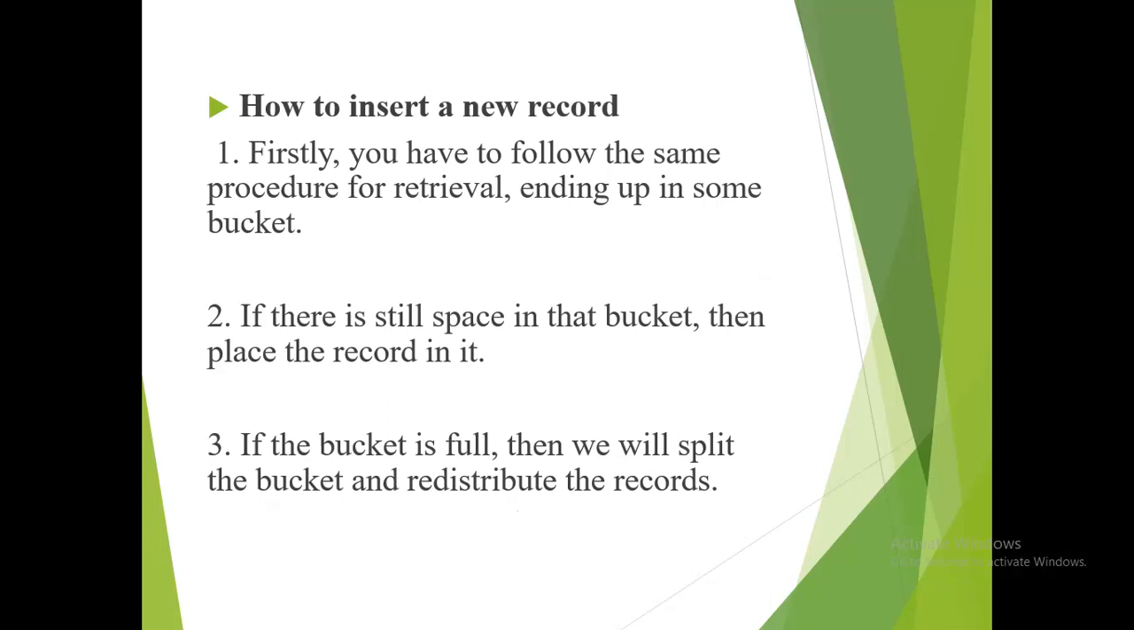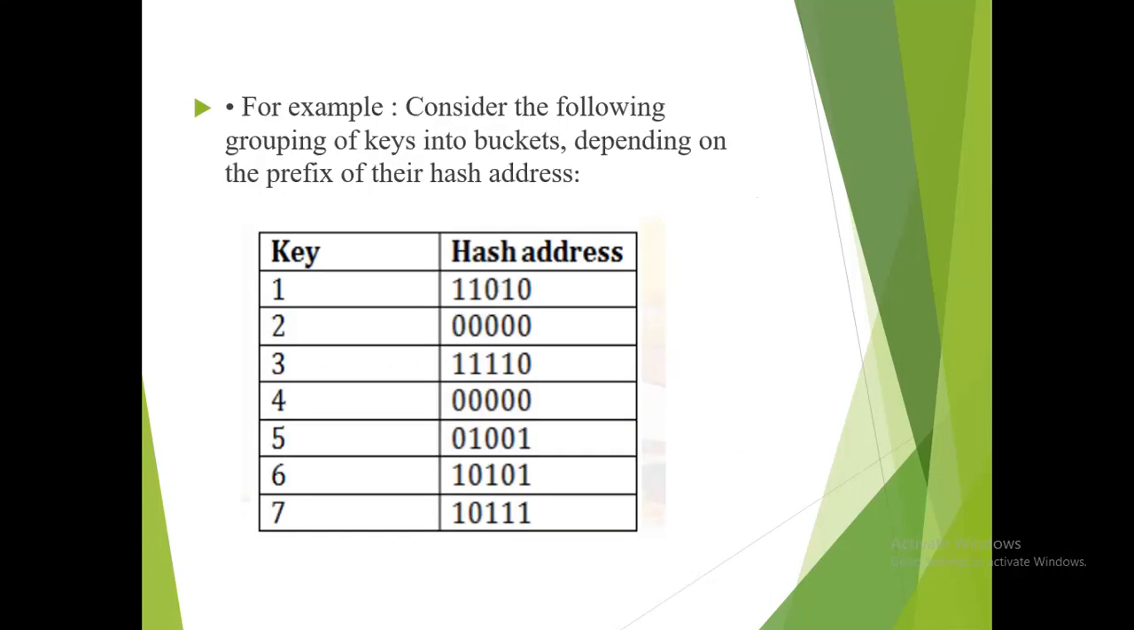How to insert a new record? Firstly, we follow the same procedure as for retrieval, ending up in some bucket. If there is still space in that bucket, then place the record in it. If the bucket is full, then we will split the bucket and redistribute the records. For example, consider the following group of keys, placed into buckets depending upon the suffix of the hash address.